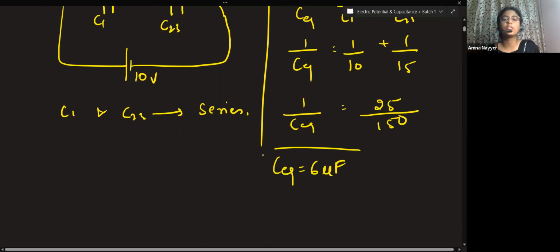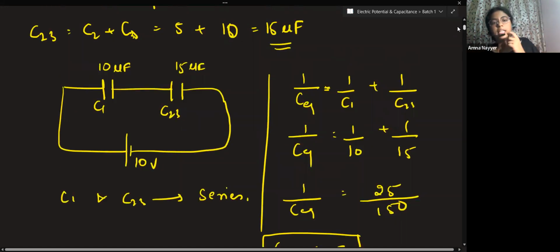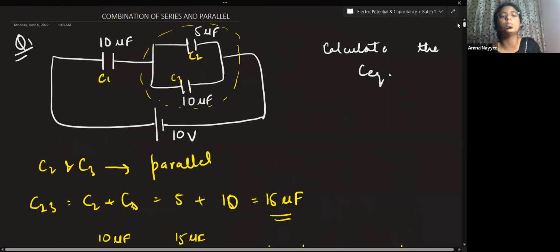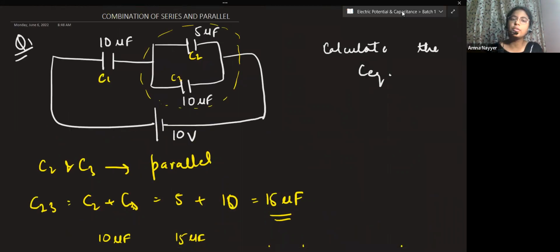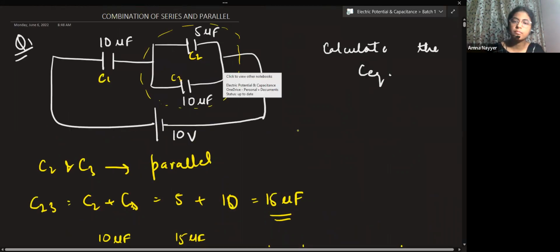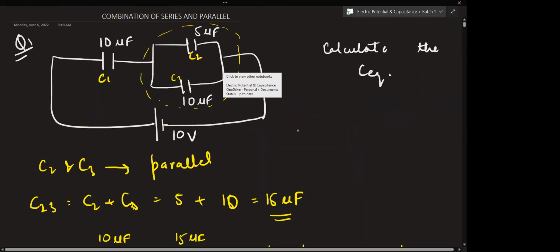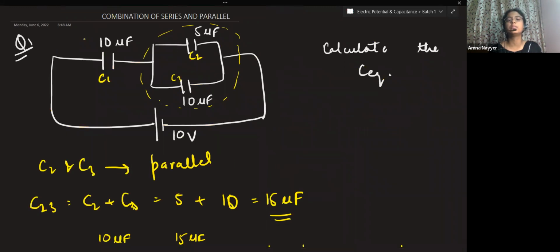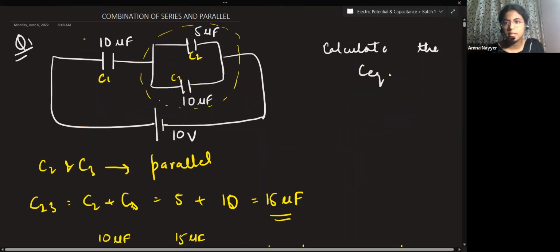So 6 microfarad is the complete equivalent capacitance of the whole circuit. C1 was 10, C23 is the parallel combination of C2 and C3. Clear to all of you? Any doubts? Okay, so just note it down, then we'll see different circuits. This is one of them.